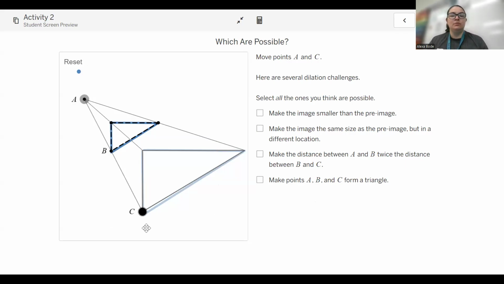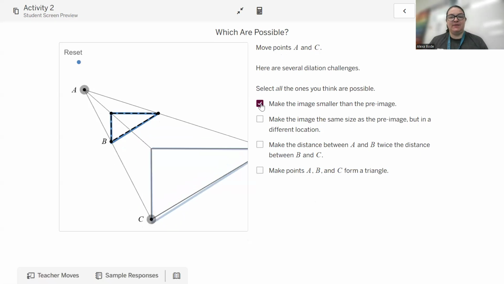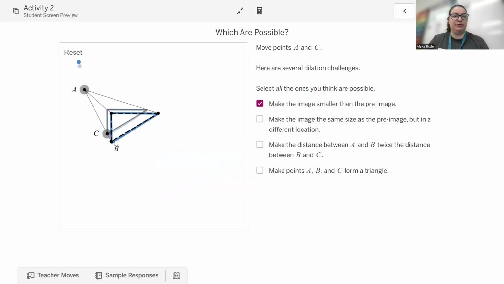Okay, so if you said make the image smaller than the pre-image, you are correct. I can move C and it is now smaller. The closer I get it to point A, the smaller it is.